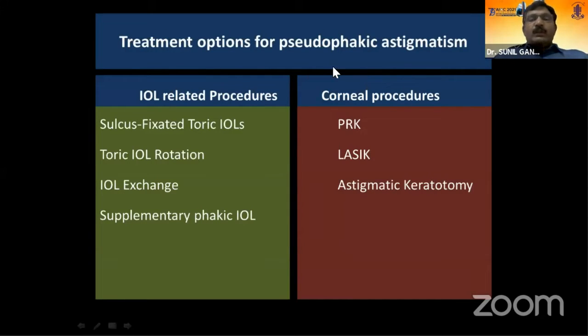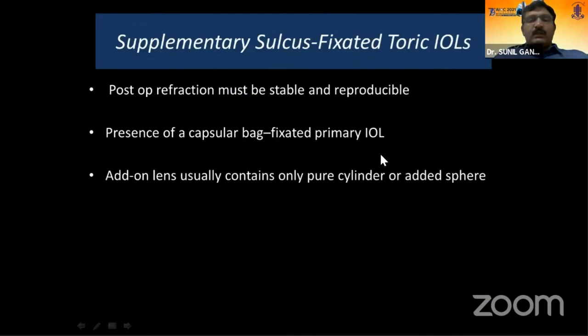What are the treatment options for pseudophakic astigmatism? You have IOL related procedures and you have corneal procedures. IOL related procedures are basically fixated IOL, toric IOL rotation, and IOL exchange. In some patients you can do a supplementary sulcus placed phakic IOL. For corneal procedures, PRK, LASIK and astigmatic keratotomy can be considered.